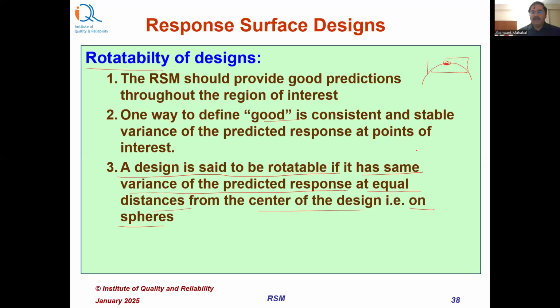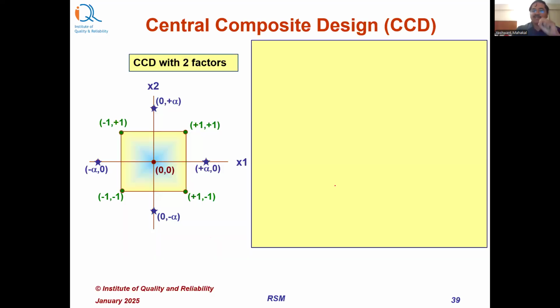What is important here, and you should remember, is the same variance of the predicted response. If you have the same variance of the predicted response at equal distance from the center of the design, then we will say that the design is rotatable. So this is the condition that we have. So what is the first type of central composite design?